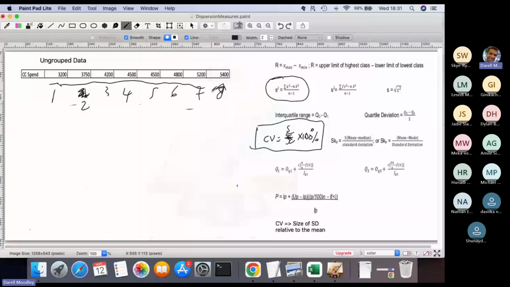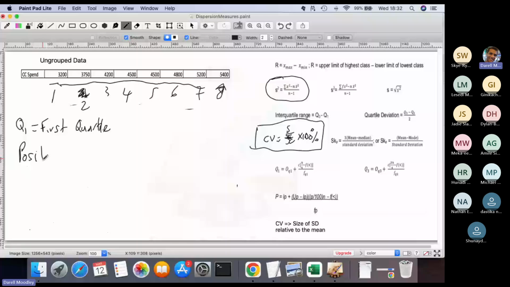All right. Now, if we want the first quartile, and we denote the first quartile as Q1. So Q1 is your first quartile. So what we're saying is, we want to know at what credit card spending does 25% of the people lie below? And we need to find that. So the first thing you have to do is find the position of your first quartile.